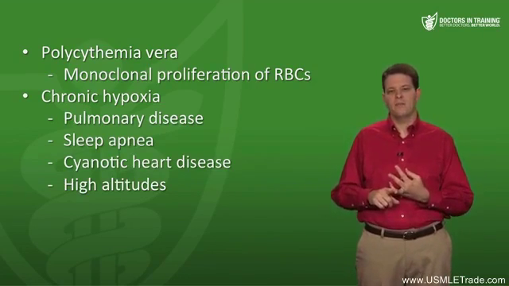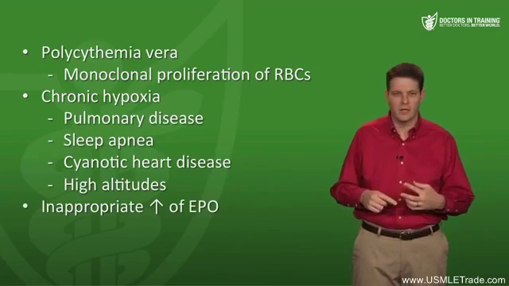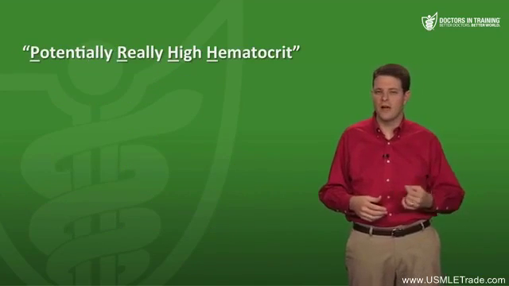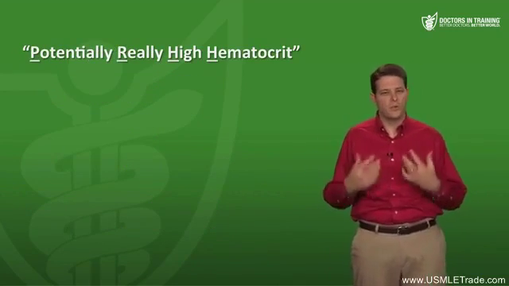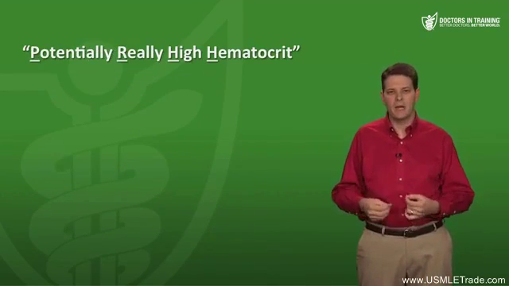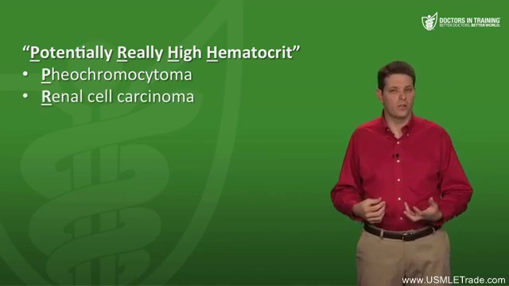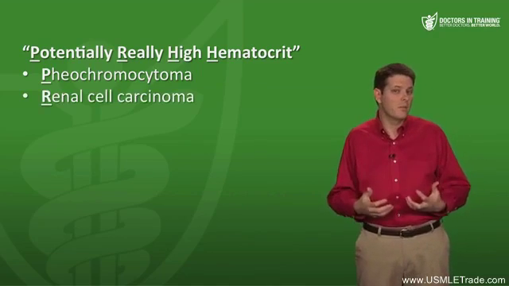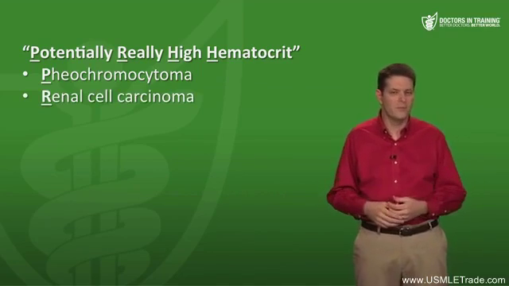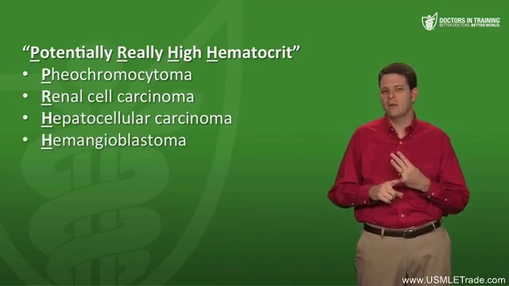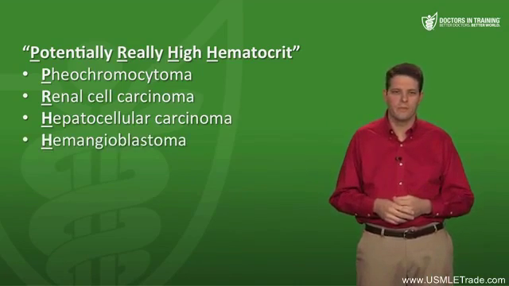You can also have polycythemia from inappropriate elevations of erythropoietin, something like an erythropoietin-producing tumor, and that's going to lead to polycythemia. Now, there are 4 tumors that classically do this. A year or two ago, a student sent us this terrific mnemonic, potentially really high hematocrit. So the P in potentially is for pheochromocytoma, R is for renal cell carcinoma, which is pretty easy to remember because the kidneys are supposed to be making erythropoietin. They're just doing it out of control now. Then the H in high is for hepatocellular carcinoma, and the 4th one is hemangioblastoma, which is a vascular CNS tumor. And it may also be worth knowing that about 60% of trisomy 21 babies have polycythemia at birth.